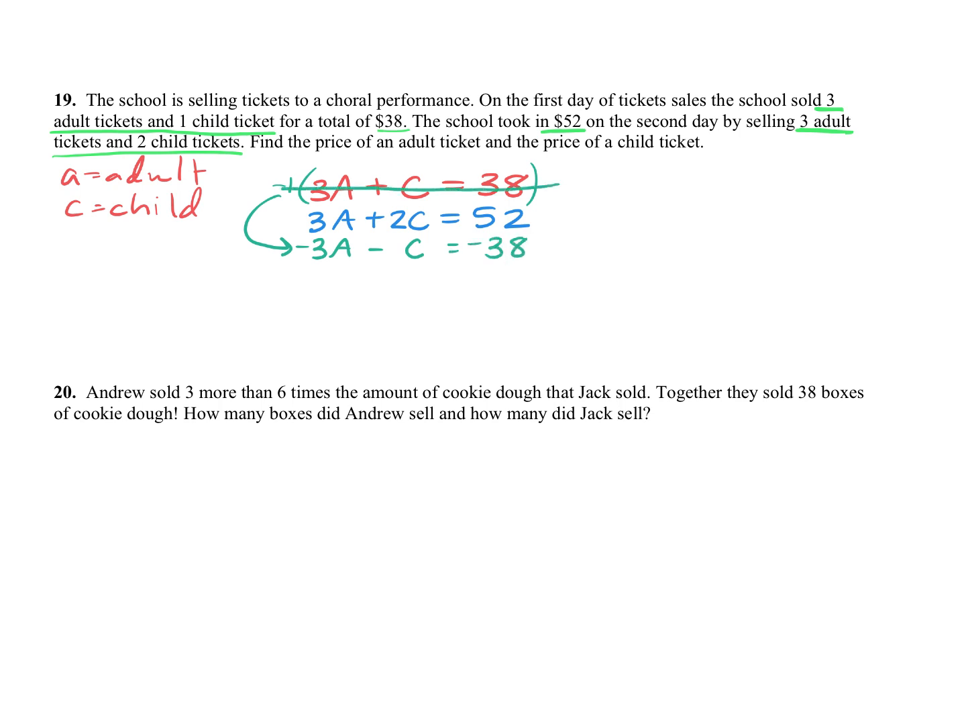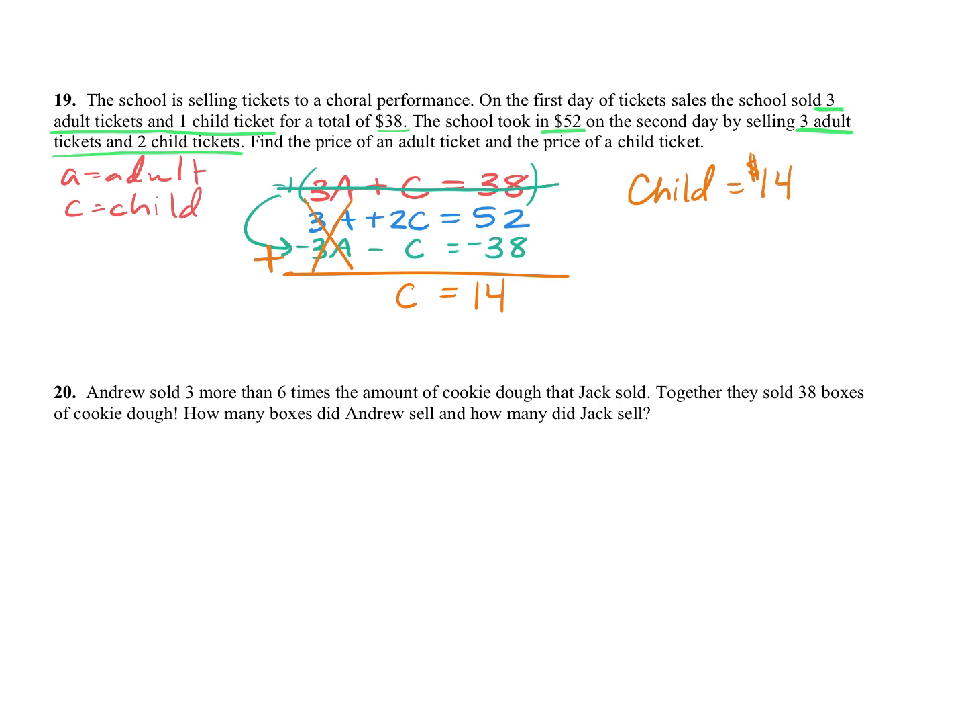So essentially we're ignoring that top one, and here's our setup. We're going to add them together. So 3A plus a -3A is 0. 2C plus a -C is C. And 52 plus a -38 is 14. Whew. Mental math is a struggle right now. What does that mean? A child ticket is $14.